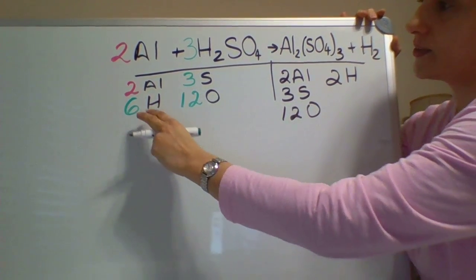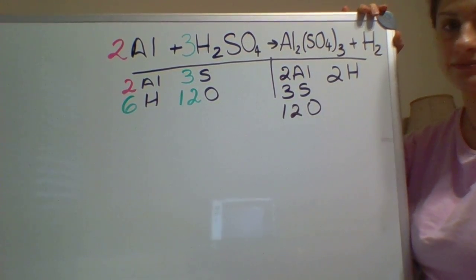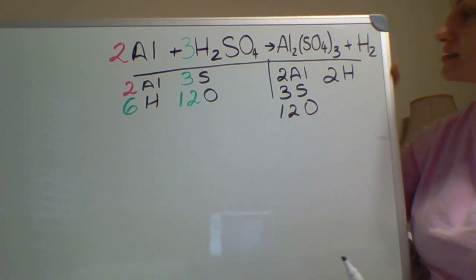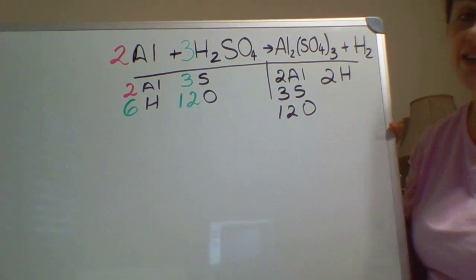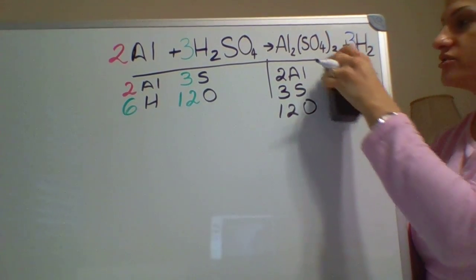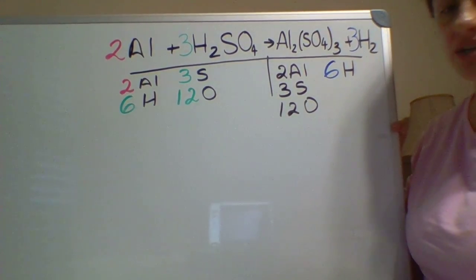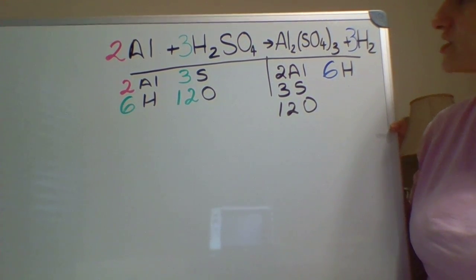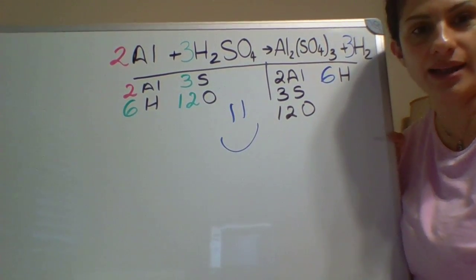Oi, look what we got here. We have 6 hydrogen here and 2 here. So what now needs to get done? We need to balance out our hydrogens, which means we have to multiply this hydrogen. So what do you multiply 2 by to get 6? You'll put a 3. That will change the number of hydrogens we have to 6. And look at our glorious balanced equation. We now have 2 aluminum on each side, 3 sulfur on each side, 6 hydrogen on each side, and 12 oxygen on each side. And we are happy campers because we have now balanced our equation.